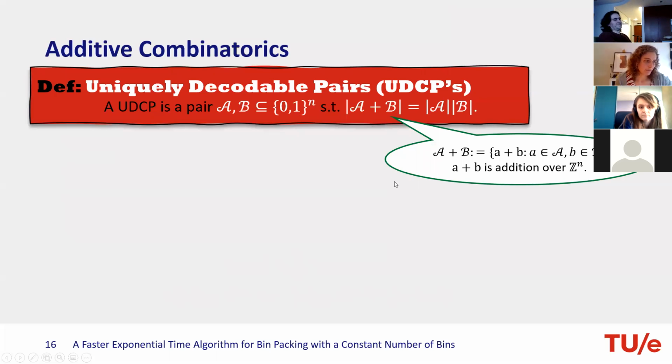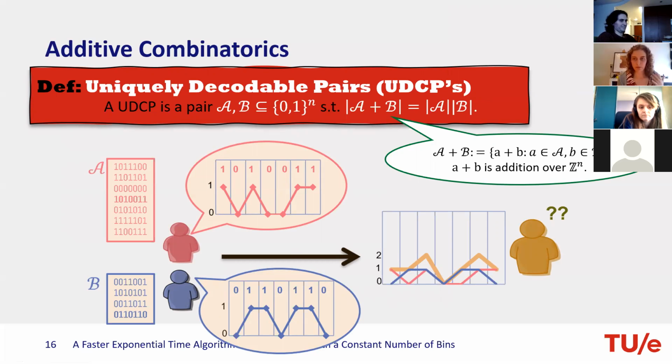Okay, where does this come from? Well, it comes from the idea that you have two people talking to a third person, and the first person has only access to a library of words A, and the second person has only access to the library of words B. And the third person then receives a message which is just a sum of these two messages from A and B. And then you might wonder, when can this person C actually know what they sent? And if this last person can always know what the first and the second person sent to him, then you know that's a uniquely decodable pair. So that's where it comes from.